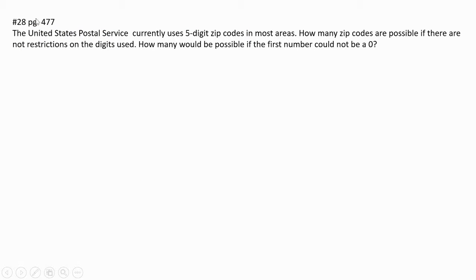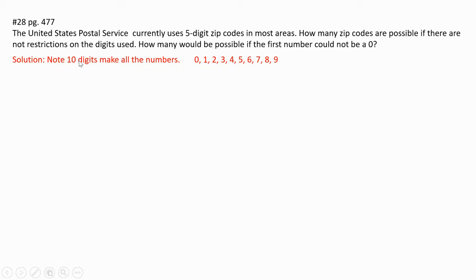Okay, now this is number 28 from page 477. It says that the United Postal Service currently uses 5-digit zip codes in most areas. How many zip codes are possible if there are no restrictions on the digits used? How many will be possible if the first number could not be a 0? So here, guys, there's 2 parts: one with no restriction and one with restriction.